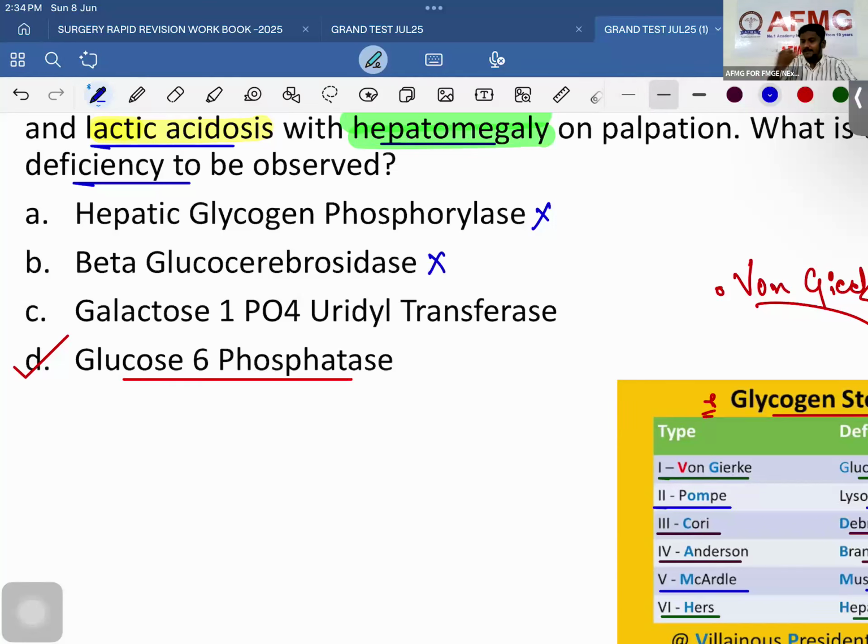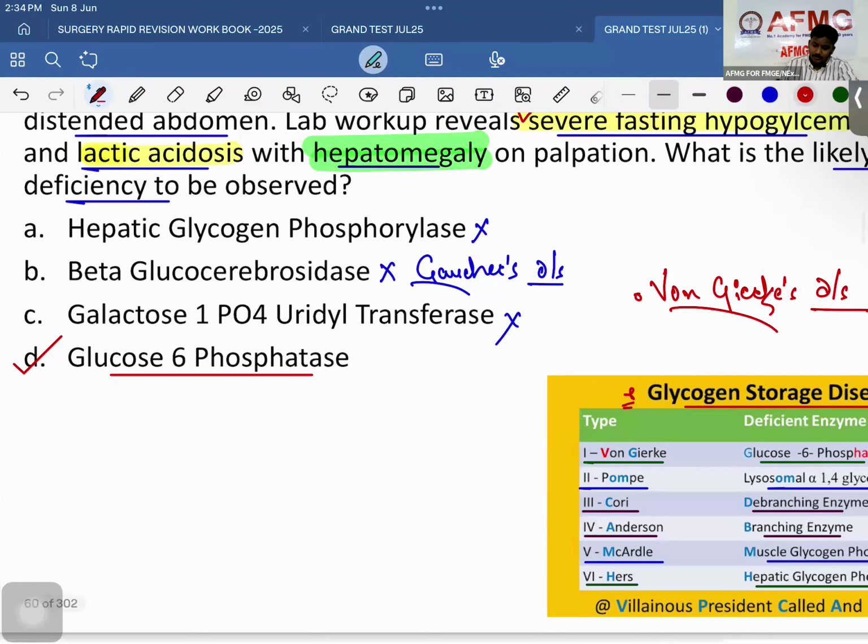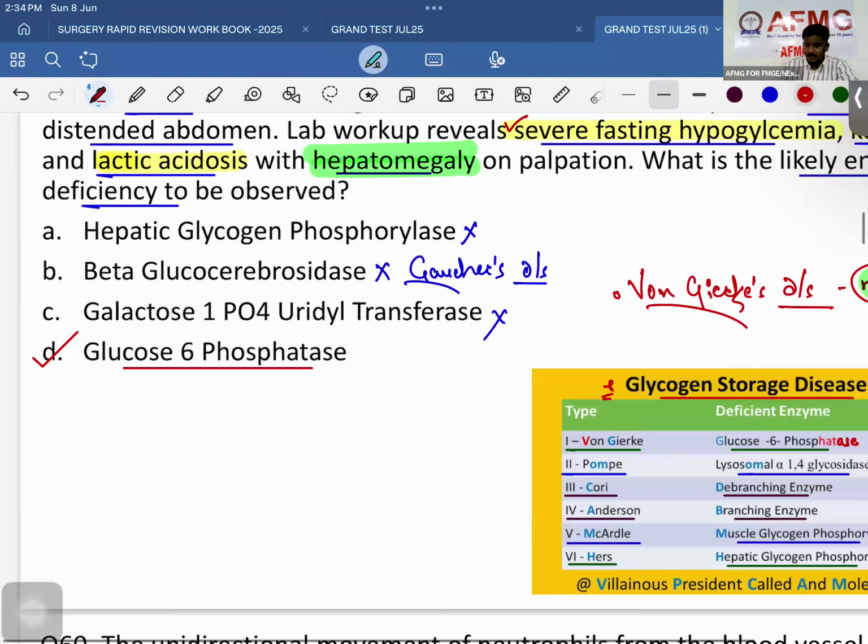Beta glucocerebrosidase deficiency or glucosyl ceramidase deficiency is seen in a lipid storage disorder which is called Gaucher's disease. Whereas galactose 1 phosphate uridyl transferase deficiency is seen in patients of galactosemia. It is the most common enzyme deficiency in classical galactosemia. That is what is important to be remembered. Hopefully cleared all of you now.